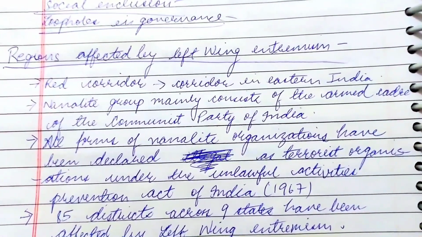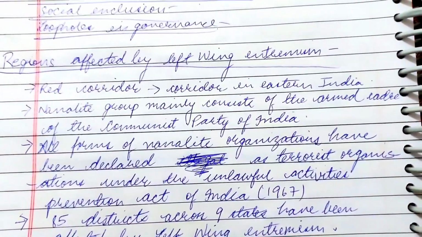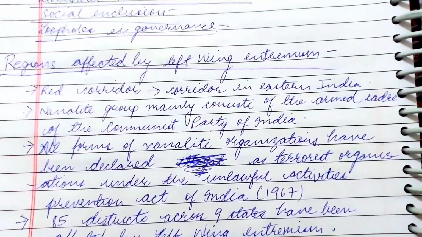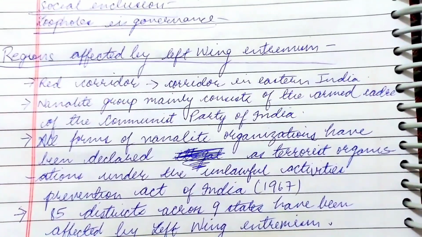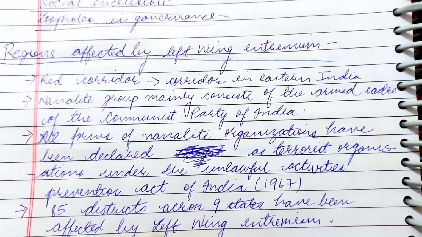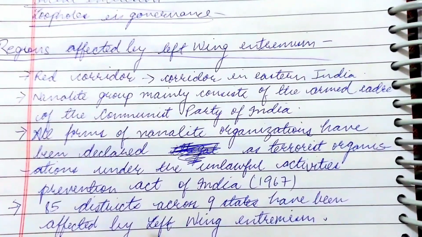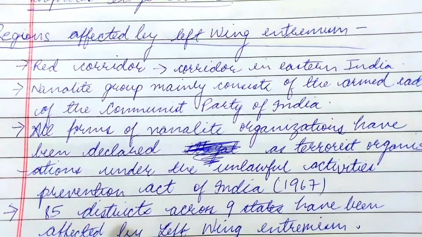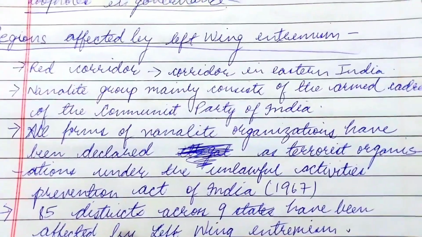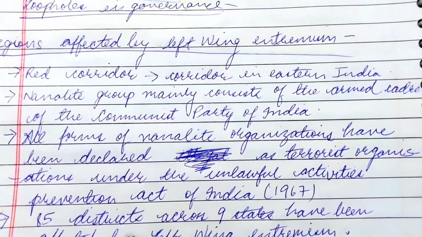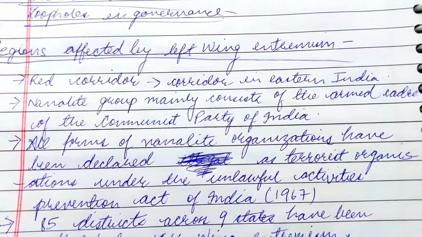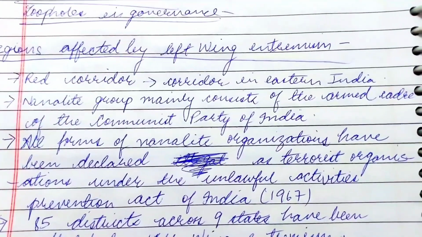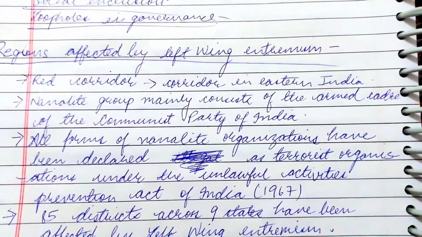It is in eastern India. It consists of many states, and it experiences considerable Naxalite and Maoist insurgency. So this is the Red Corridor. Then, what are the Naxalites? Naxalites are a group which mainly consists of the armed cadre of the Communist Party of India. We all know the Communist Party of India and the ideology of communism. Naxalite groups mainly follow that ideology for overthrowing the government, and they mainly consist of the armed forces of the Communist Party of India.